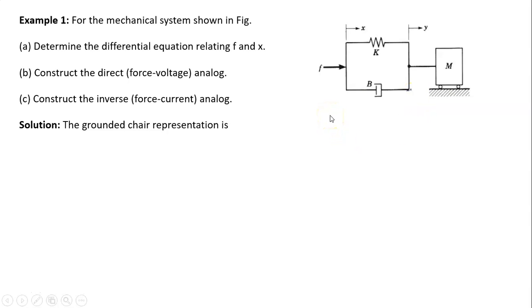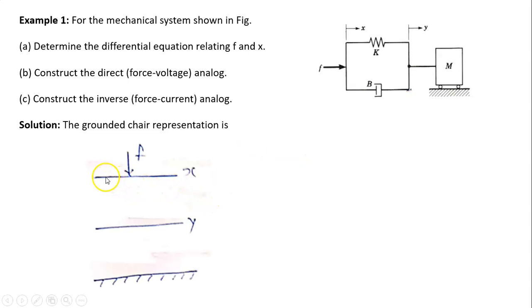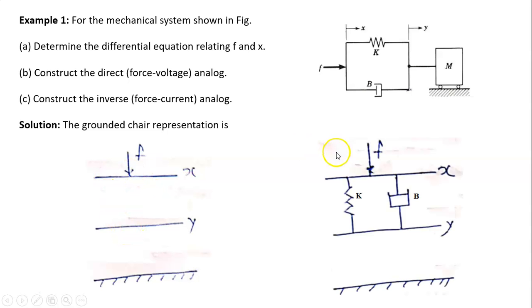Now, what is the first step in the grounded chair representation? We have to draw the coordinates and indicate the force acting at the top of that coordinate. How many coordinates are there? X, y and ground. Therefore, we have to draw three lines. The first line will indicate x coordinate, the second line will indicate y coordinate, the third line will indicate ground, and force F is acting at x coordinate. Therefore, this is the second diagram.